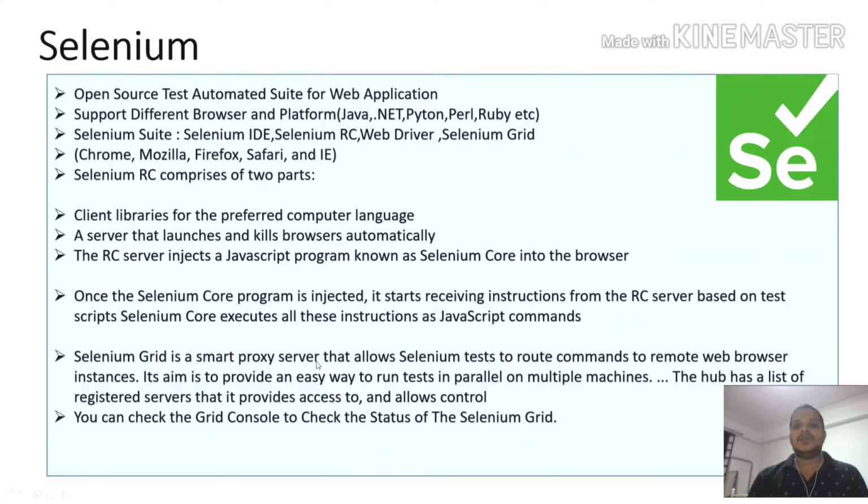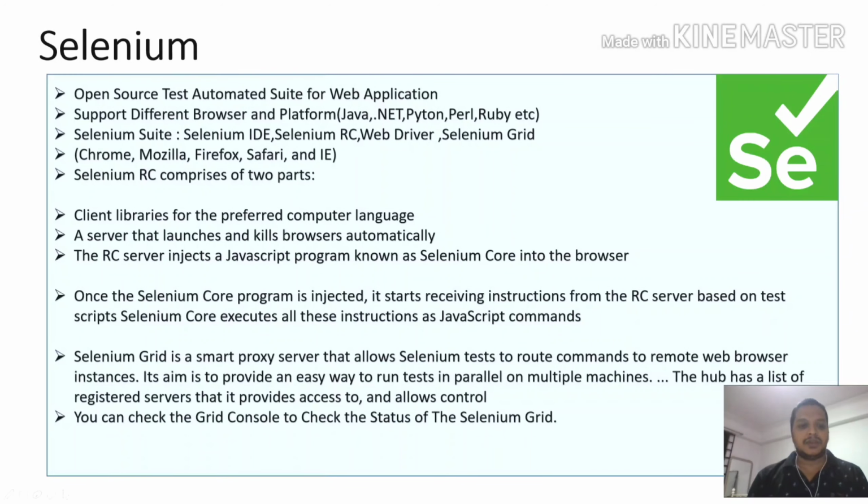The second thing is Selenium Grid. Sometimes it is required to execute the test automation suites on remote machines, multiple machines simultaneously. In that case, we require someone to send the commands to the remote machine. That is where Selenium Grid comes into the picture. It's a kind of proxy server using which you can send commands to the remote machine, and it also has a console wherein you can check the status of the Selenium Grid. Alright, so this is all about the introduction and some details about Selenium.